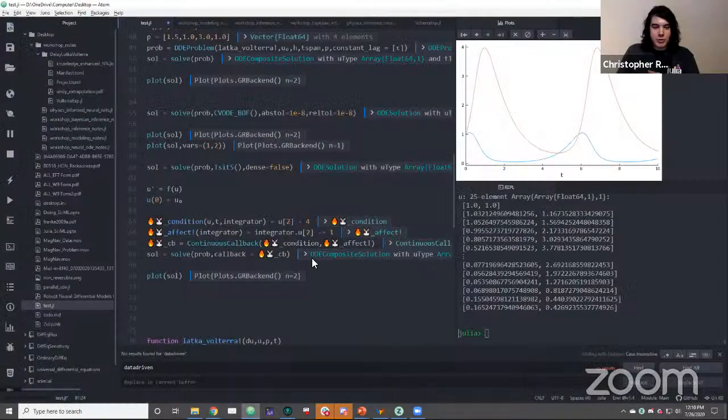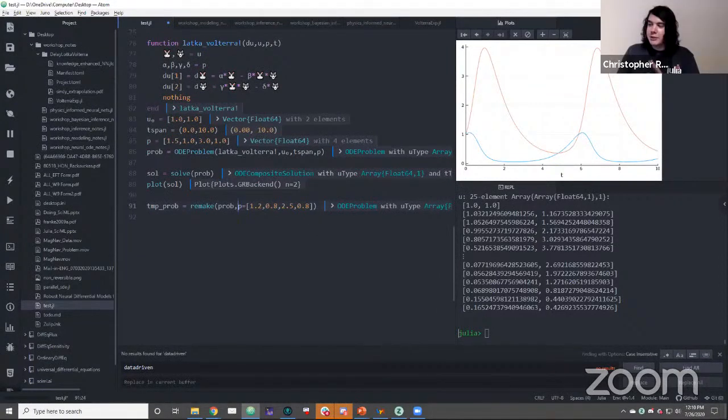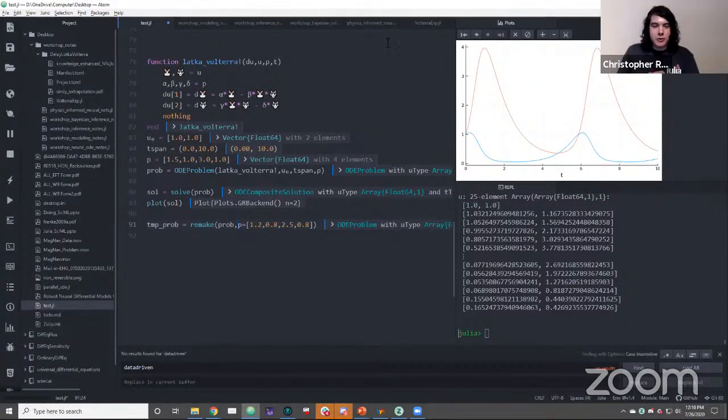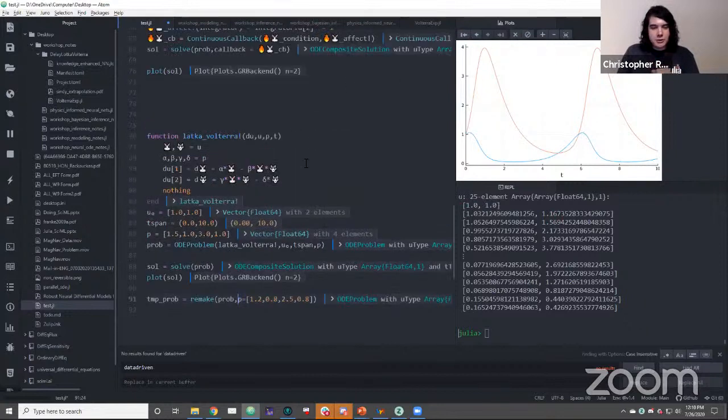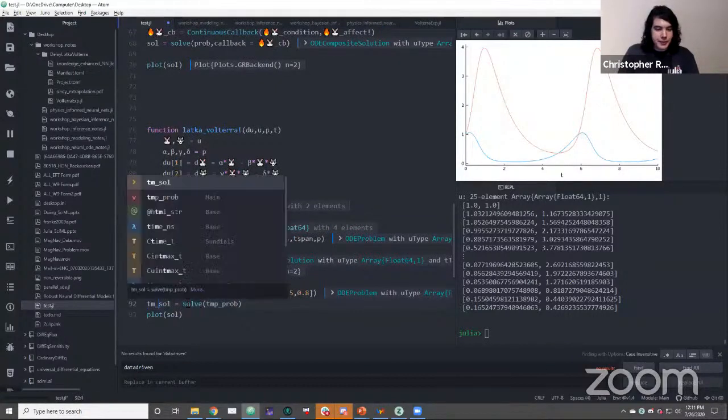Let's jump right into model inference then. We'll get into which packages can be used for inference as well, but let's just start to do some inference. Here I have a model where I solve the Lotka-Volterra equations with the parameters here. Now I can create a new problem where I just change the parameters and I solve my temporary problem to give a temporary solution.